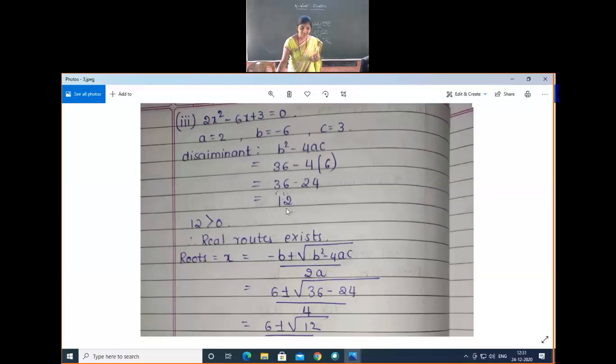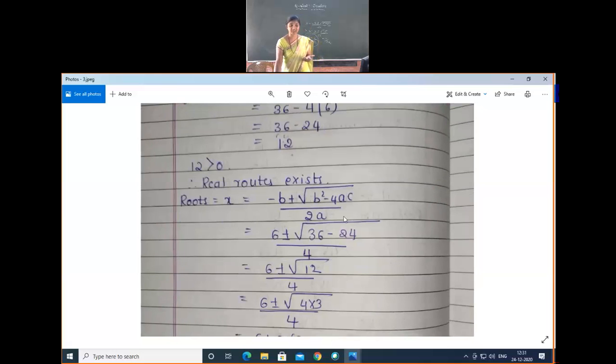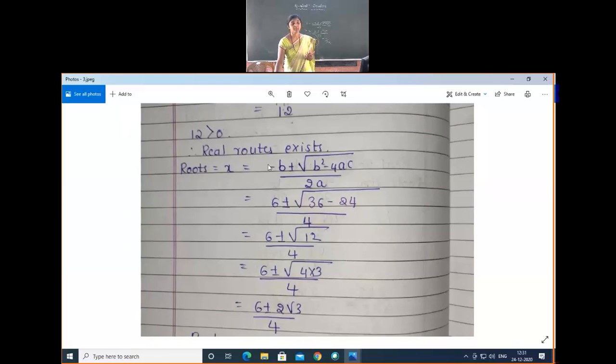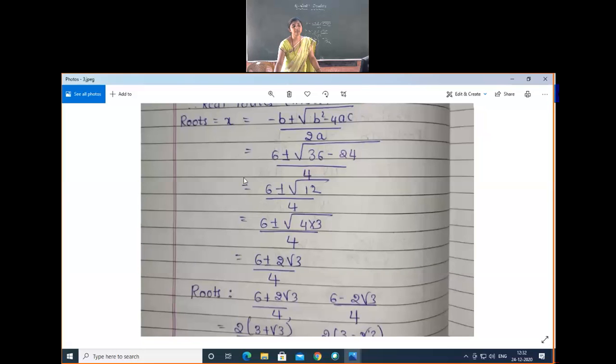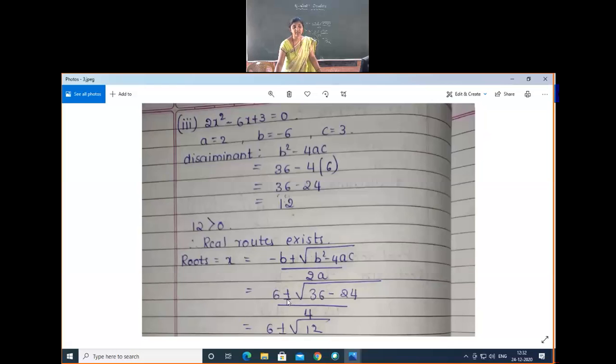12 is greater than 0, no? So real roots, real and distinct. Nature of the roots you have to write complete: real roots and distinct roots. So roots are in the form of x is equal to minus b plus or minus square root of b square minus 4ac divided by 2a. Anyhow, you will get minus b plus root b square minus 4ac divided by 2a and minus b minus root b square minus 4ac divided by 2a. So now x is equal to, direct formula method. B value is minus 6, that's why plus 6.